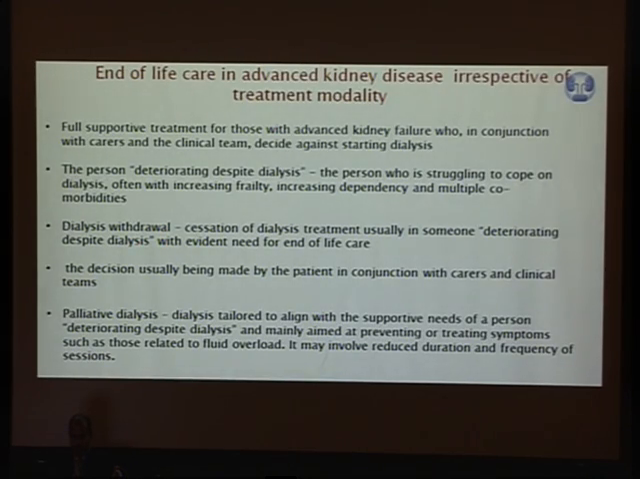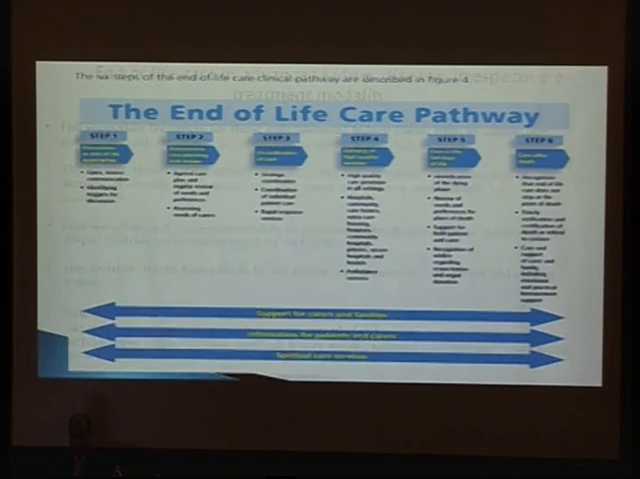The end-of-life care in advanced kidney disease, irrespective of the treatment modality, as we highlighted before, needs to be fully supported. This is a very busy slide, so it just re-describes the palliative care and the supportive care for patients with end-stage renal disease. We will focus for a little bit on the six steps of the end-of-life care pathway.